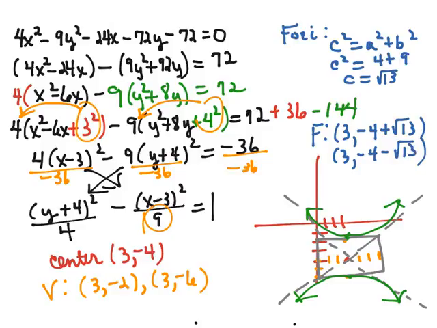We can also write in our asymptotes. So our asymptotes will have the equation y plus 4 is equal to plus or minus, take the square root of what falls under the y term, so that would be 2, divided by the square root of what falls under the x, so square root of 9 is 3, times x minus 3. And those are our asymptotes.